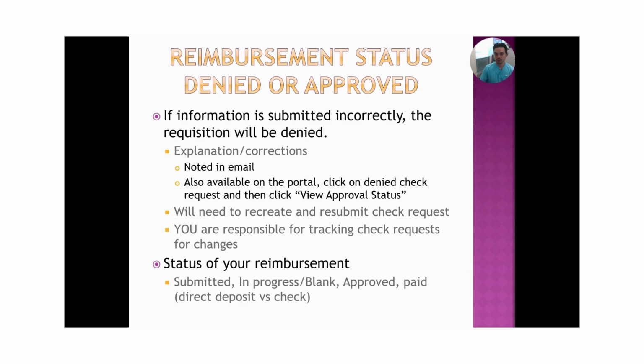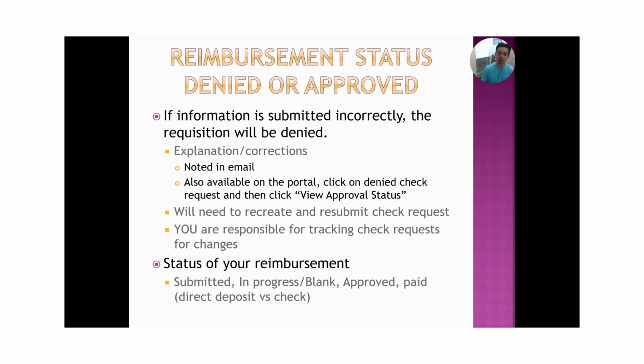The reimbursement status. Once you submit it, you will see it as submitted. Once you go through your first approval, which always comes to me first, you will see it as in progress, and then it will remain in progress until it goes to all approvers, and then you will see it as approved. If your expense report is submitted incorrectly, it will be denied, and if it is denied, you will get an explanation in the comments field, which will also be sent to you via email.